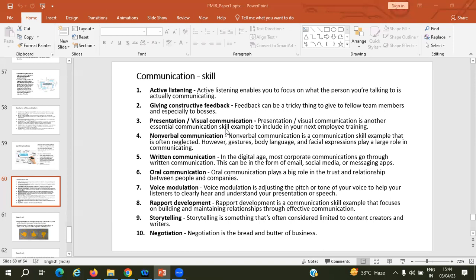Voice modulation. Voice modulation means whenever you are addressing a group, a class, you should know what volume you should talk at. You should tune your volume. If people are not able to listen to you, you should raise your voice, or you should lower your voice if that is not required. So based on the audience, you have to adjust your voice. That is called voice modulation. Voice modulation is adjusting the pitch or tone of your voice to help your listeners to clearly hear you.